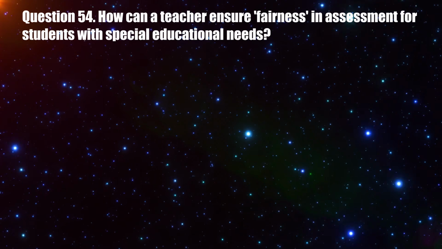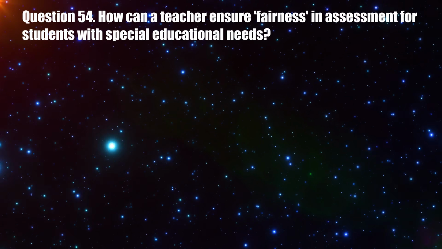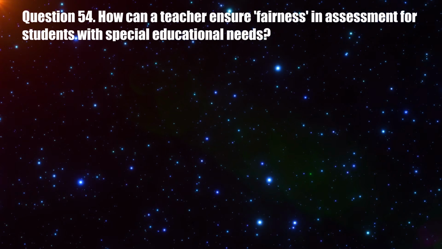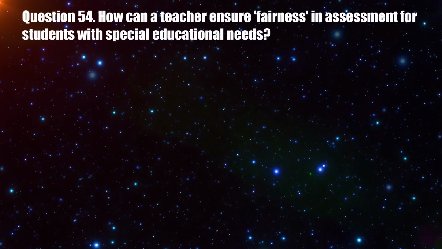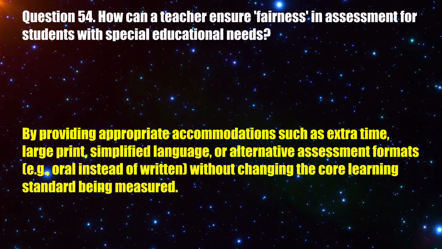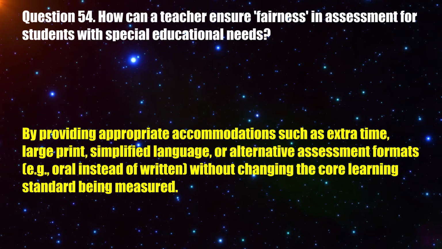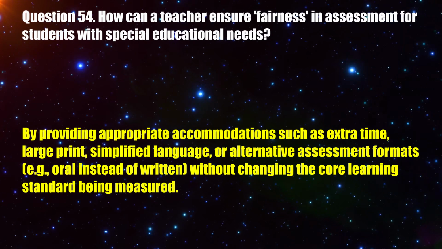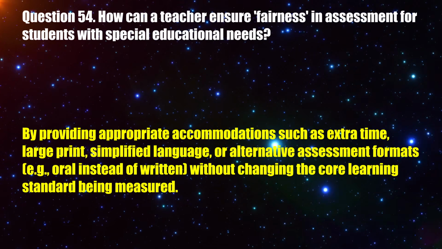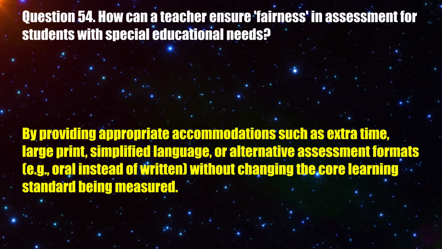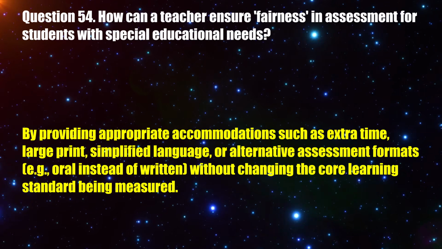Question 54. How can a teacher ensure fairness in assessment for students with special educational needs? The answer is by providing appropriate accommodations such as extra time, large print, simplified language, or alternative assessment formats, e.g., oral instead of written, without changing the core learning standard being measured.